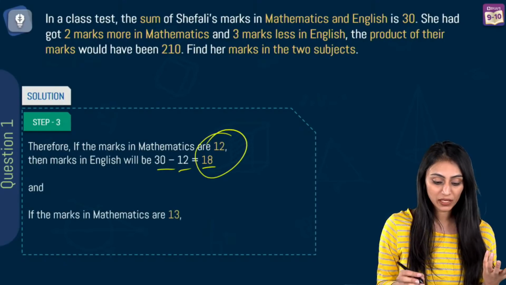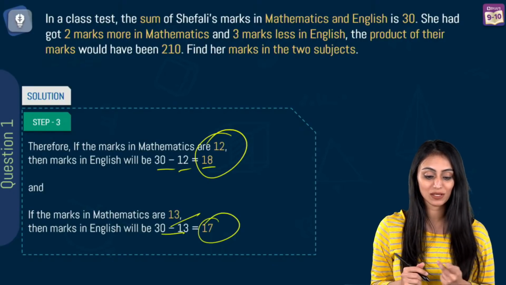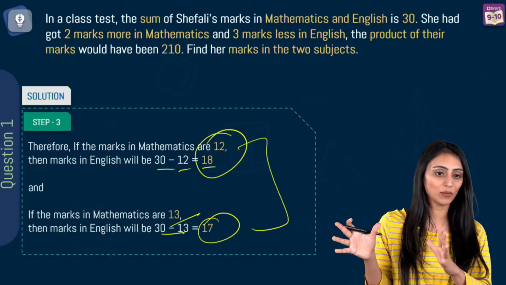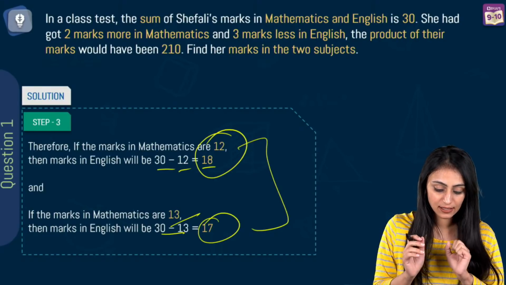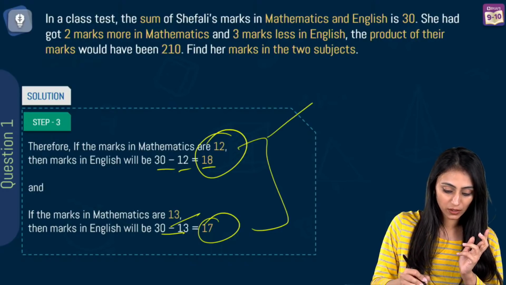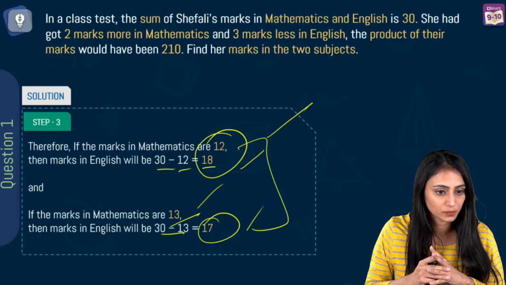Another combination could be marks in mathematics is 13. So English would be 30 minus 13, that's going to be 17. So 2 kinds of combinations we can form. Yes, answer is 12 and 18, or 13 and 17. These 2 combinations can be formed.